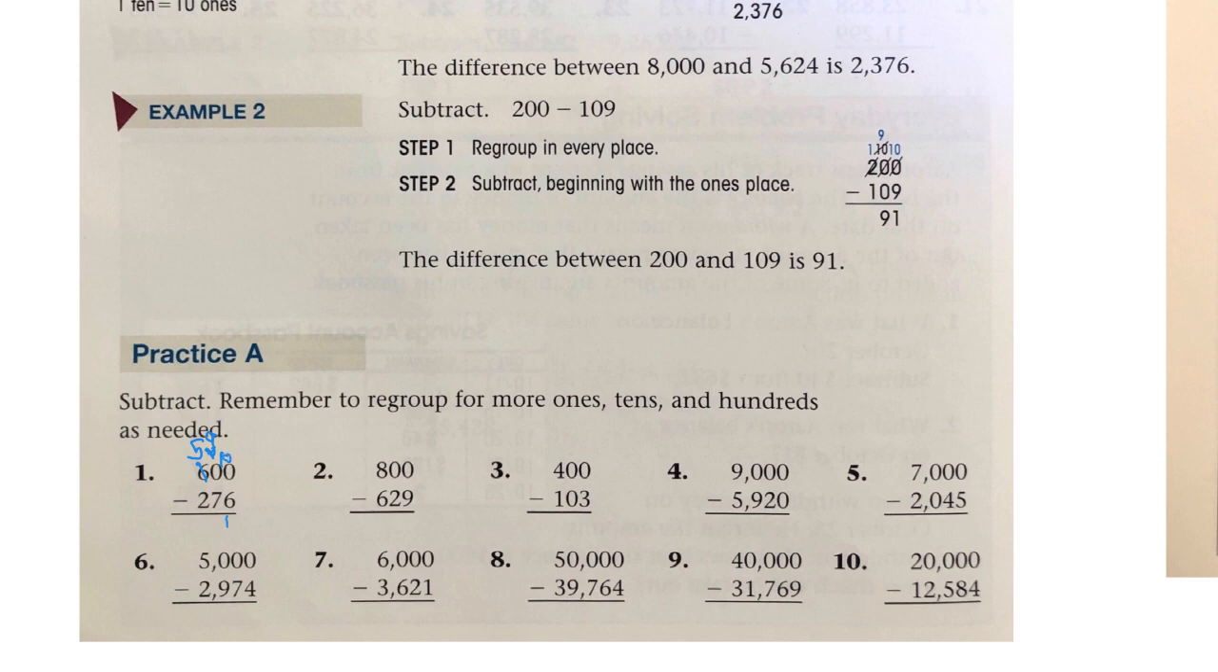10 minus 6 is 4. 9 minus 7 is 2. 5 minus 2 is 3. So that's how we can regroup across zeros.